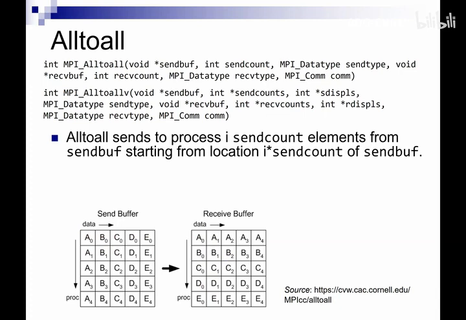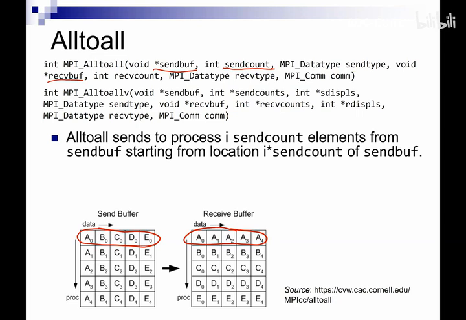The arguments are that we need to have a send buffer. The send buffer would be all of these values over here. We need to say how many values we're sending and what type we're sending. And then also, since the processes are all going to be receiving data, we also need a receive buffer over here, and we need to know how many values we're receiving. So that's all-to-all.